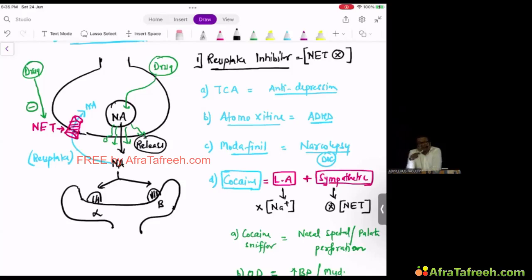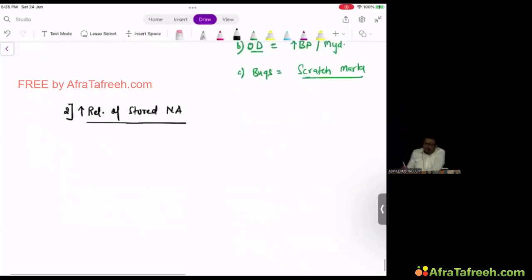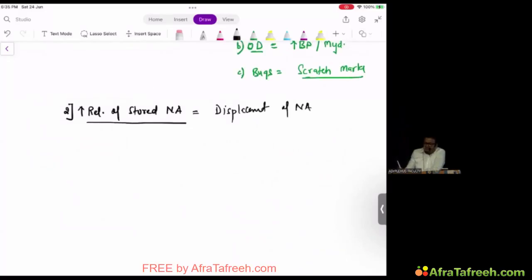So again, which substance acted on the receptor? The drug or Na? Na. What has the drug done? Increased release of stored Na, or you can say another way of saying the same thing, displacement of Na from the vesicle. Again, indirect action. Indirect action again. The first drug acting by this mechanism is tyramine.